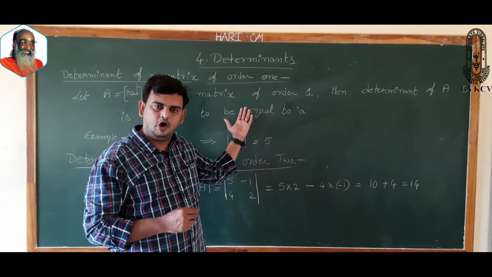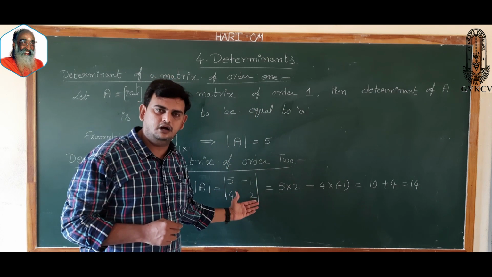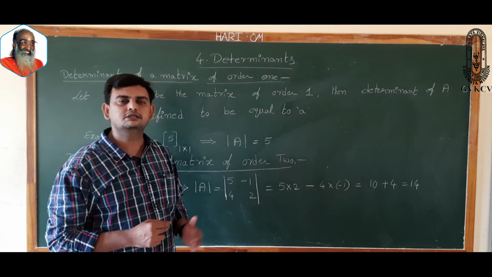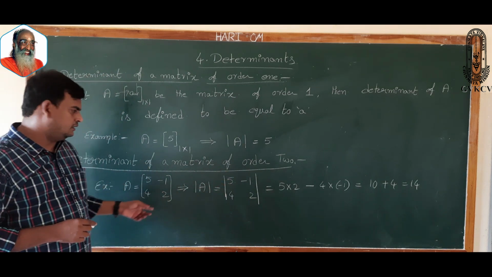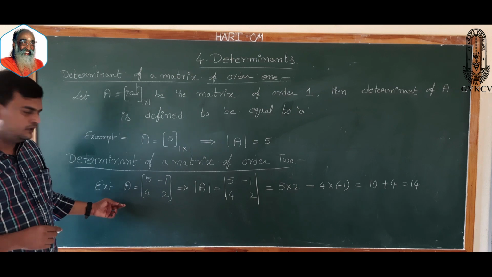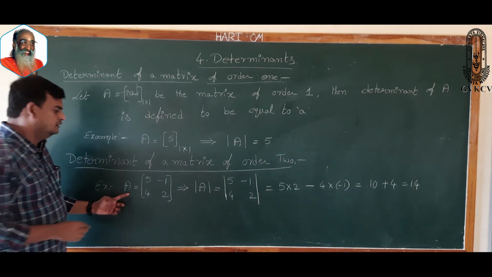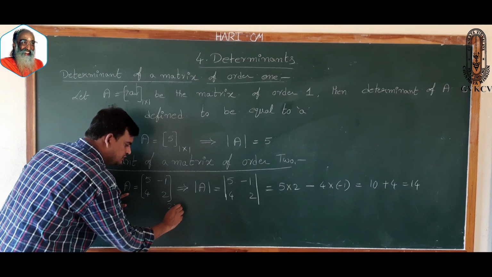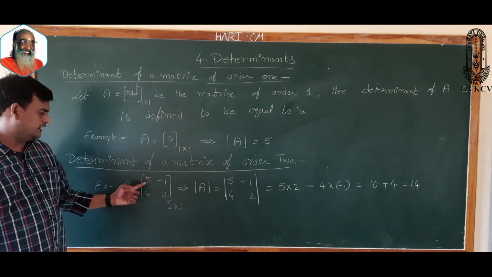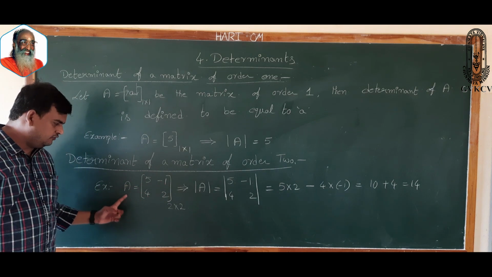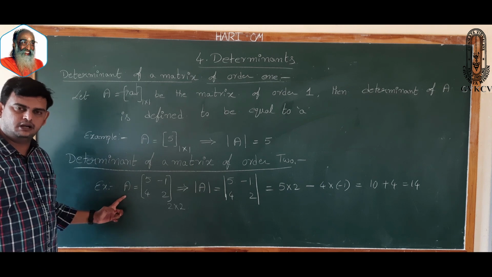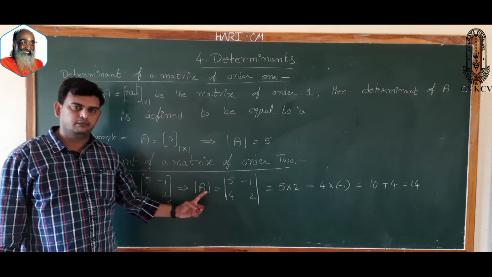Now here we have order 1 matrix, now we are discussing order 2 matrix. Order 2 means a square matrix with 2 rows and 2 columns. Now I have given one example for you. There is a matrix A which has 2 rows and 2 columns: 5, -1, 4, 2. For this 2 by 2 square matrix, I need to find the determinant.